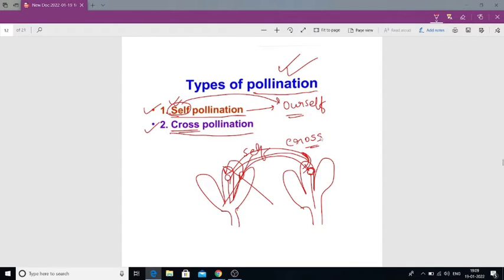Understood? So the idea should be clear: in the same flower it is self. Same, same: same also starts with S, self also starts with S, right? If you cannot remember it like that, how will I remember it? So it is a very quick trick to remember. And cross means transfer between two flowers; at least two flowers are needed.